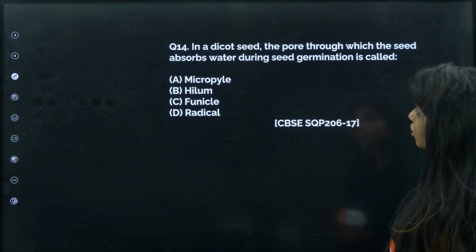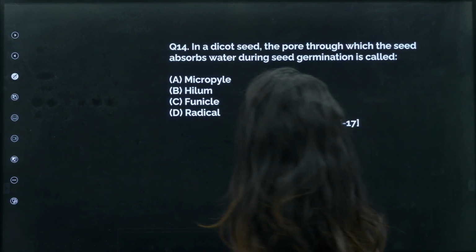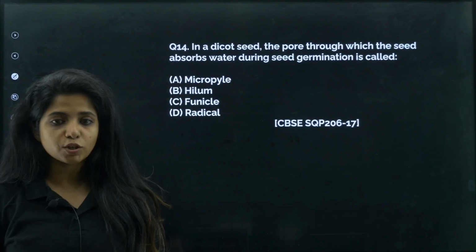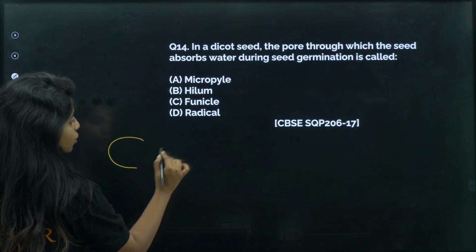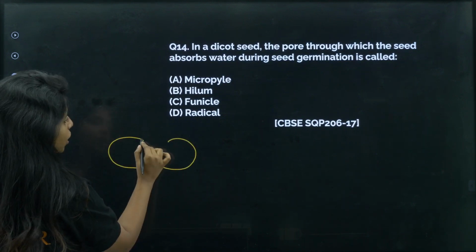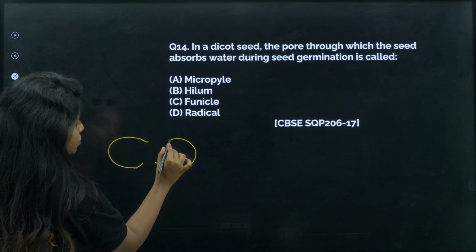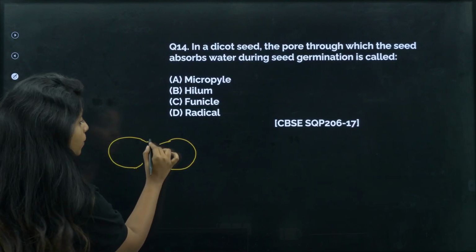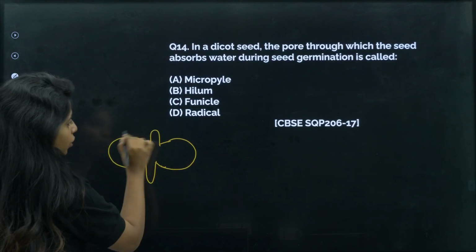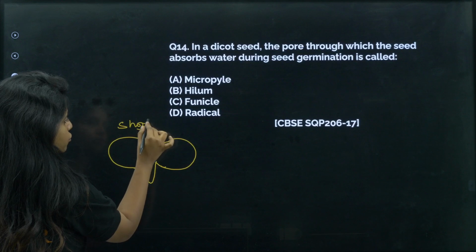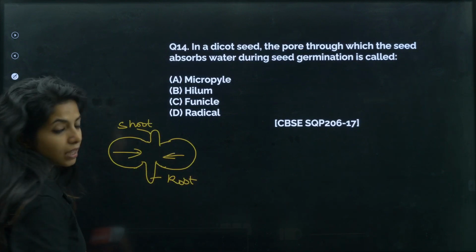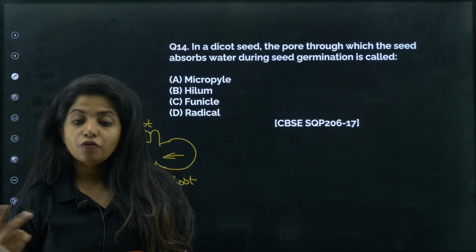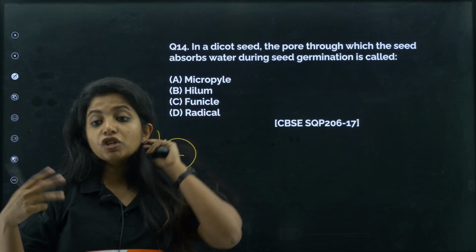Second, in a dicot seed, the pore through which the seed absorbs water during seed germination is called what? Basically, what do you mean by dicot seed? A dicot seed is where you have 2 cotyledons. What are cotyledons? Cotyledons are storage units which help in the formation of shoot and then root. Basically, they help in the growth of the embryo.